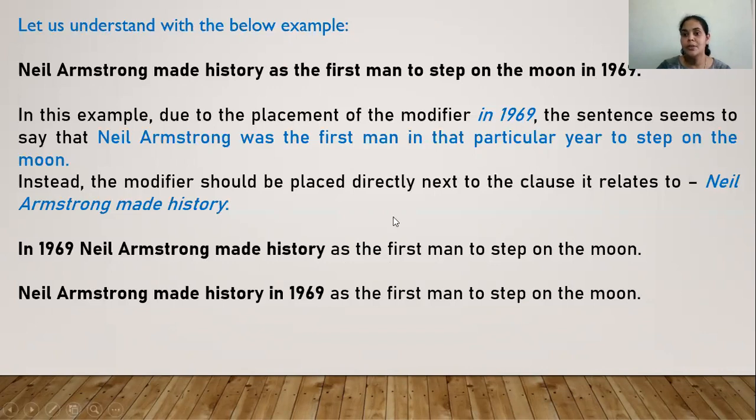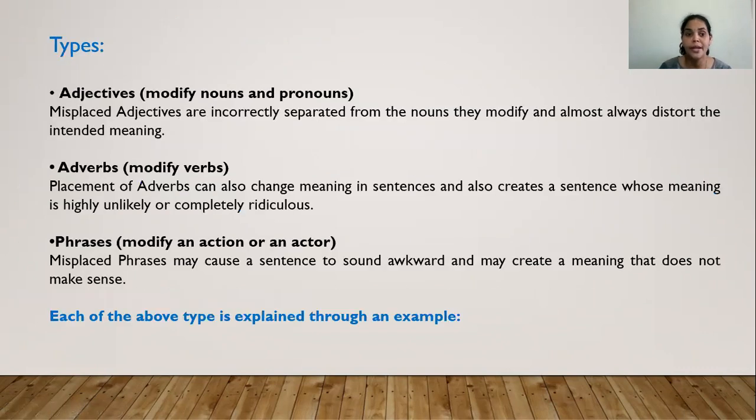So it should be placed correctly like this: Or, Neil Armstrong made history in 1969 as the first man to step on the moon. So he's the first man, and this first man stepped on the moon in the year 1969. So I hope you understood. The sentence meaning changes if the modifier is misplaced or wrongly positioned somewhere. So we'll move ahead.